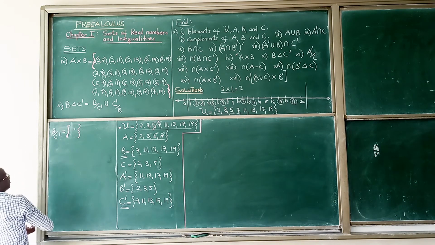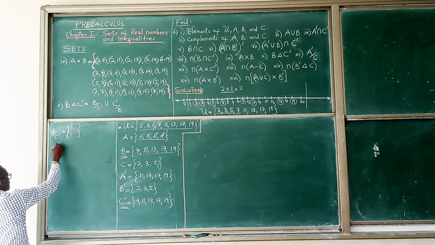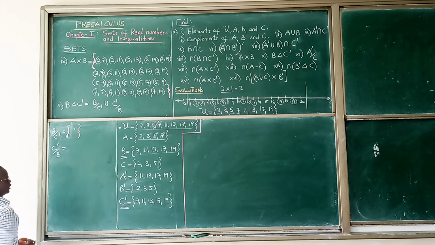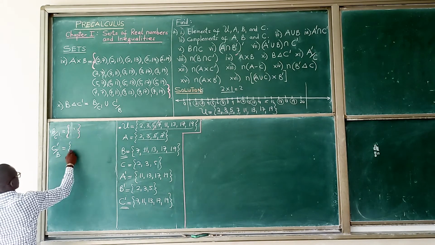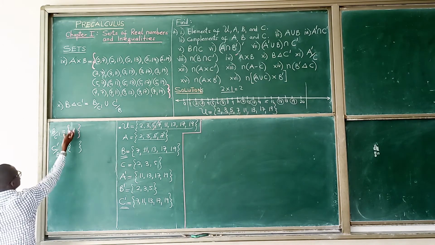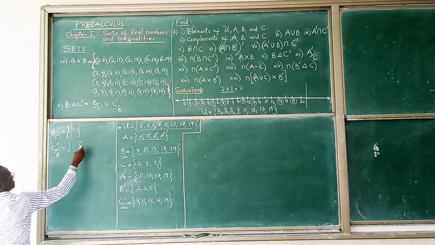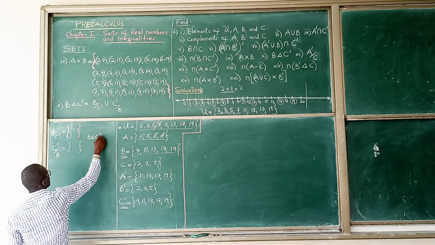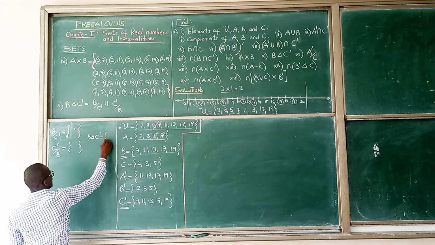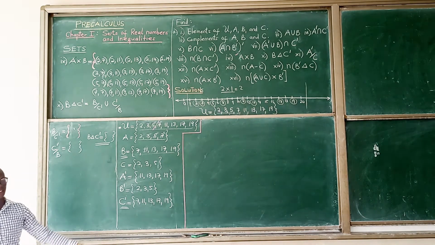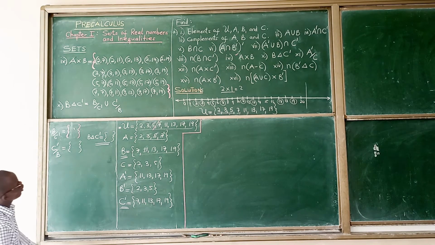So the next one we find is C prime different from B. And that also becomes an empty set. So therefore, the union of these two sets, B symmetric difference C prime, is just also an empty set. Right? So now move on.